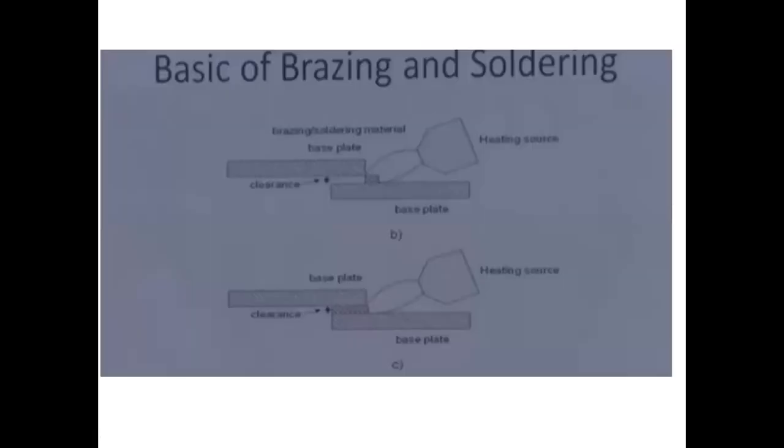As you see in the operation here, this is brazing or soldering material. A small clearance gap is kept. Here is your heating source, so that these two base plates can be joined. You see that the filler metal comes and sits in that gap. That is responsible for having a bond between these two, while the base plates are not melting.